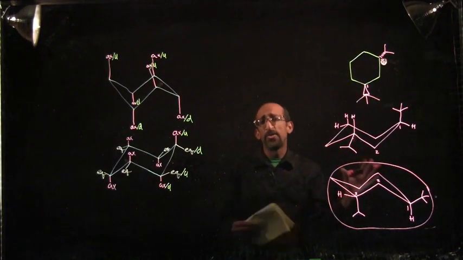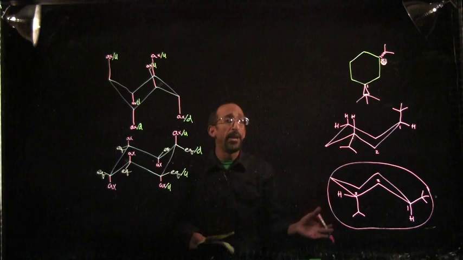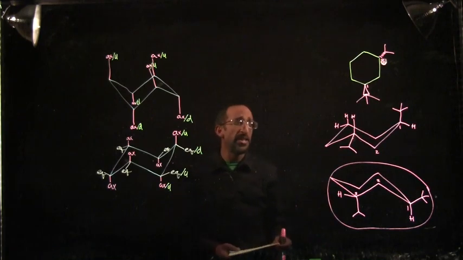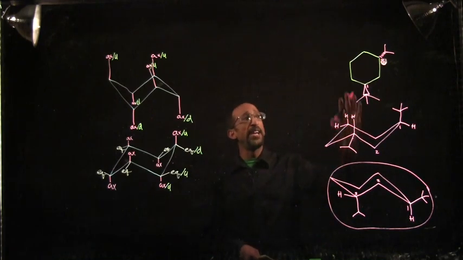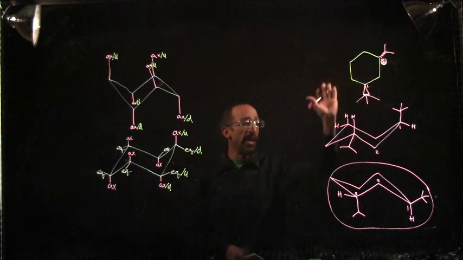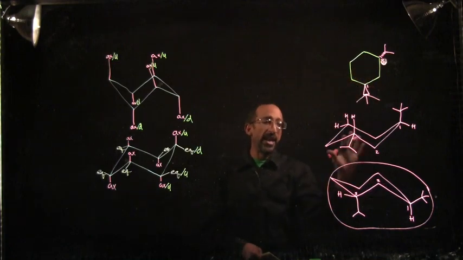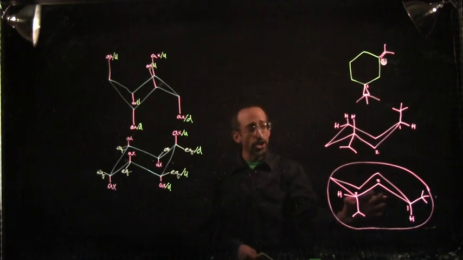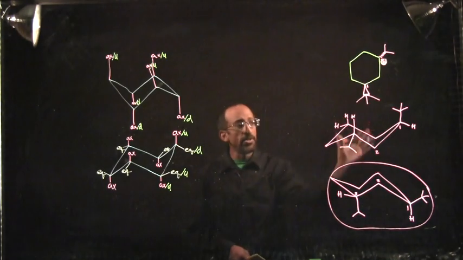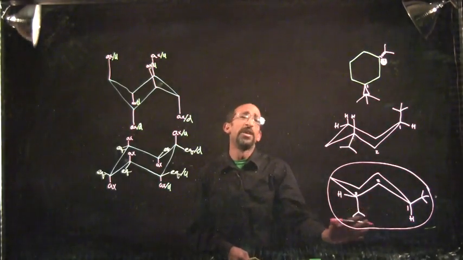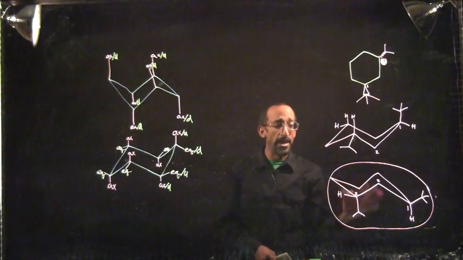The ability to do this sort of analysis is going to be a big component of the next few weeks, and so being able to take a planar representation and convert it into a chair structure or a chair representation, being able to create both conformers is a skill that you're going to need to develop.